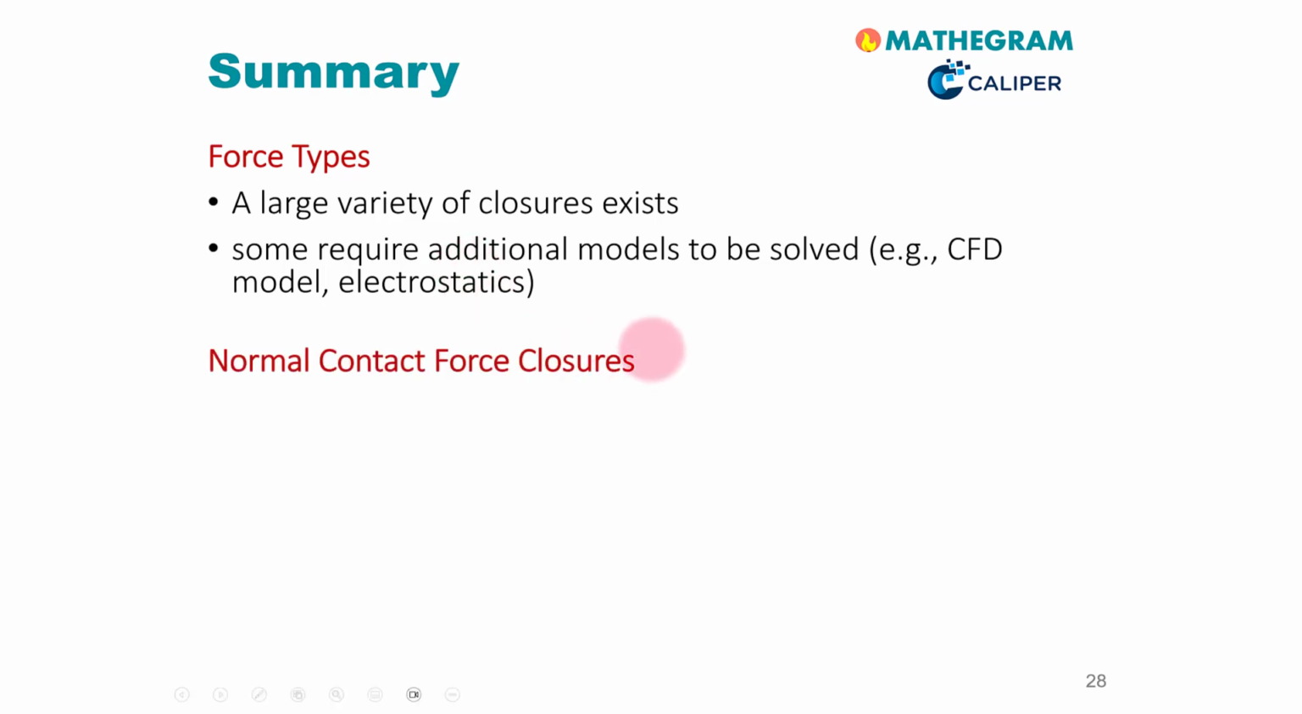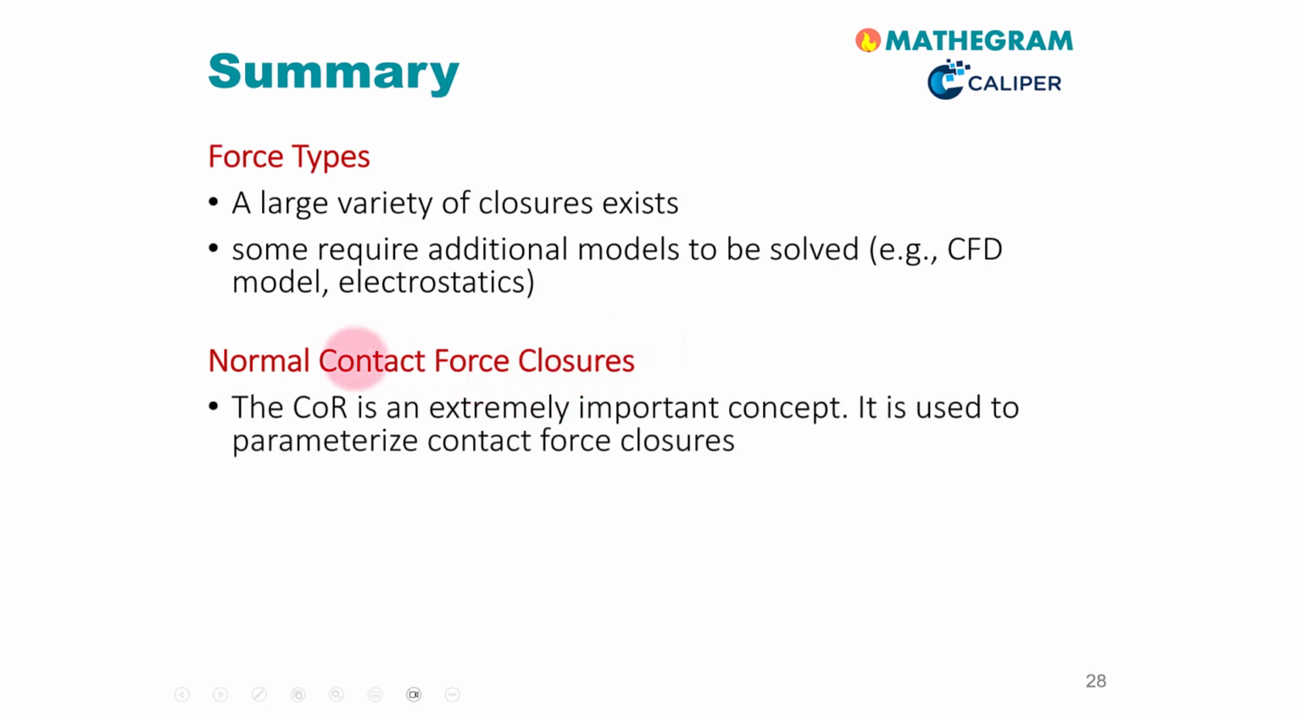A very important aspect are normal contact force closures. Here, the coefficient of restitution is an extremely important concept that you should know. It is used to parameterize almost all contact force closures. Again, the coefficient of restitution can be measured for single particles only in rare cases. So typically this parameter is calibrated. Later, this calibration procedure will be explained.